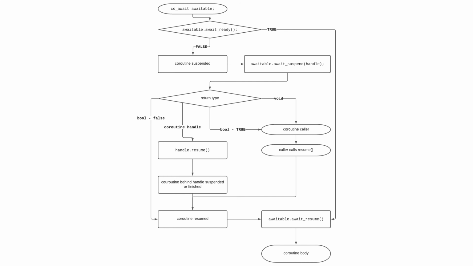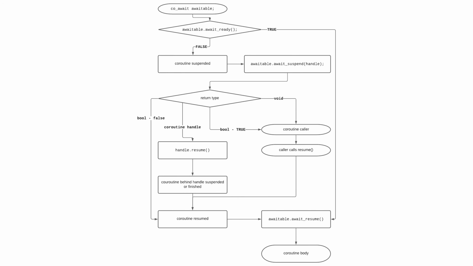await_ready is essentially a shortcut. If this method returns true, we skip the suspension and continue to await_resume, which is always called immediately after the coroutine is resumed. This will be useful for cases when we await on the availability of a resource, however the resource is already available.